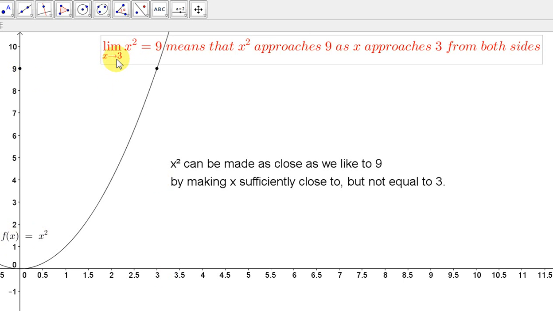Now there is a formal definition for the limit of a function which we won't cover in this course, but one way to interpret that formal definition is to say that the function x squared can be made as close as we like to 9 by making x sufficiently close to, but not equal to 3. So x approaches 3 from either the left or the right, but x never actually reaches 3. So I've circled out the point 3 here to indicate that what happens at 3 is not important. The value of the function at 3 is not actually important.